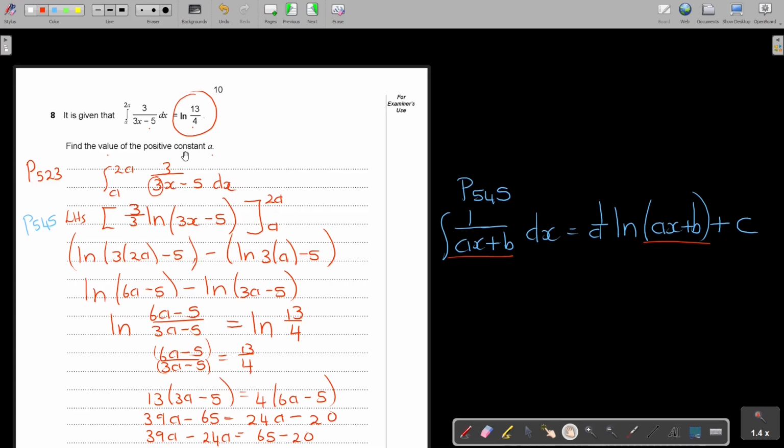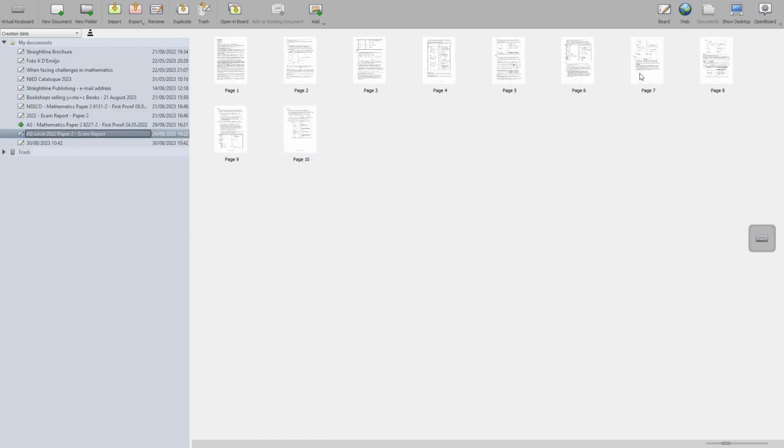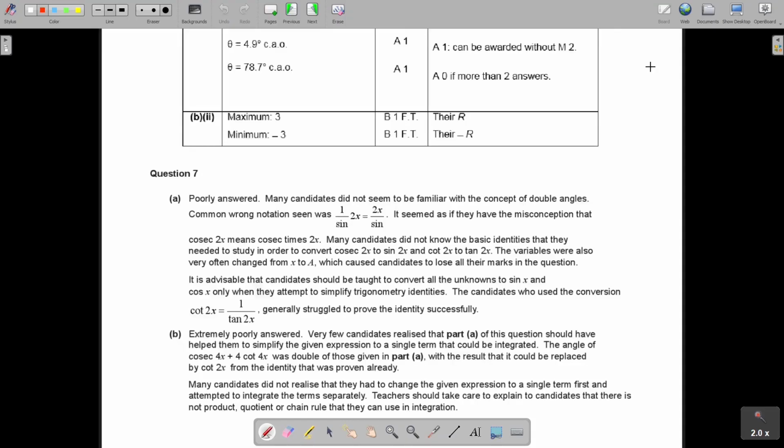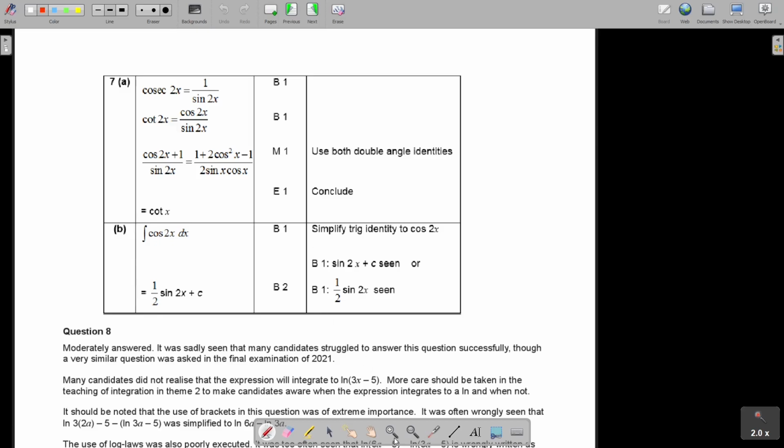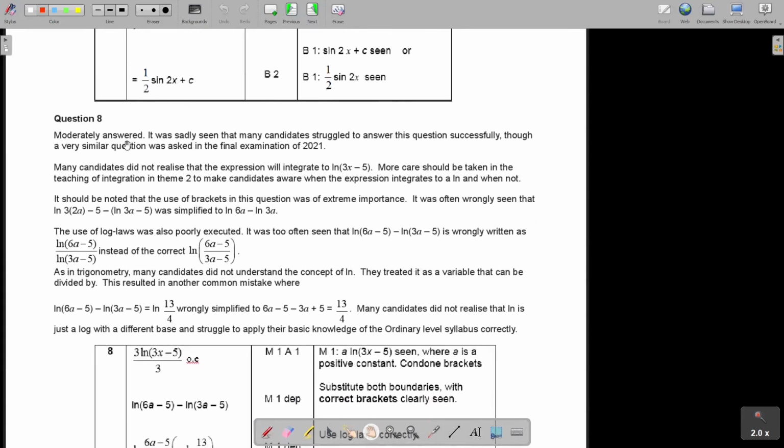Okay. Now let's go to the exam report. So basically, I'm just going to check for number 8. That was 7. Okay, let's just go to 8 and see what they say. Okay, so it's moderately answered. Not so bad. It was sadly seen that many candidates struggle to answer this question successfully, though a very similar question was asked in the final examination of 2021. I think that's that question too.